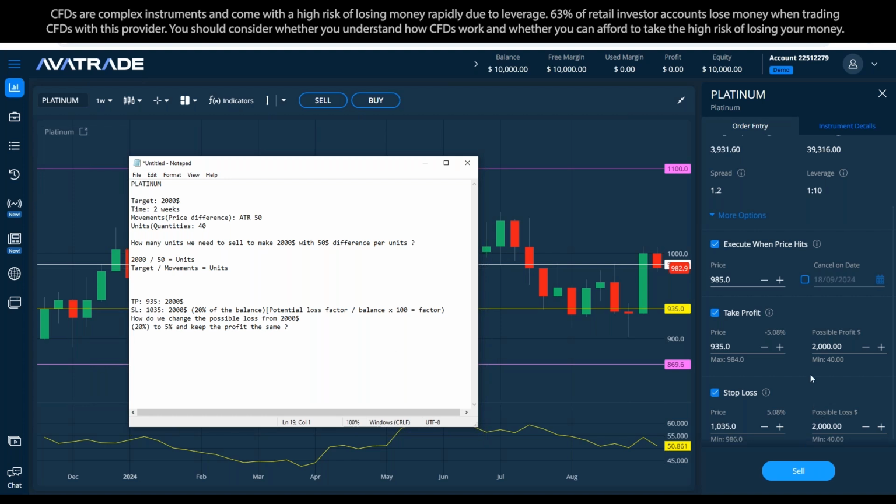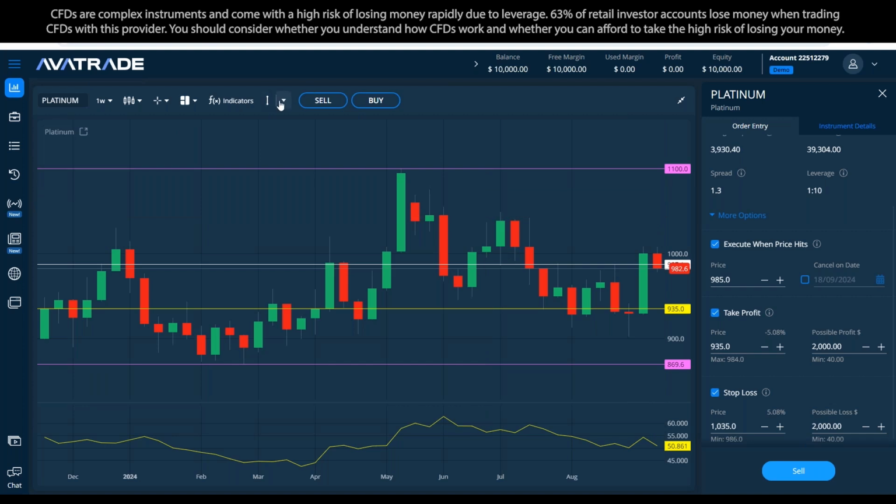Okay, and now I'm in a junction where I can make 2,000 and lose 2,000, which represent 20% of my account, and I don't like that, because that means that 5 positions like this go sideways and my account can be in serious danger. So how do I minimize the possible loss and keep my profit the same? What I can do is simply close the gap between the stop loss and the entry. By making it closer to the entry, I'm minimizing the possible loss.